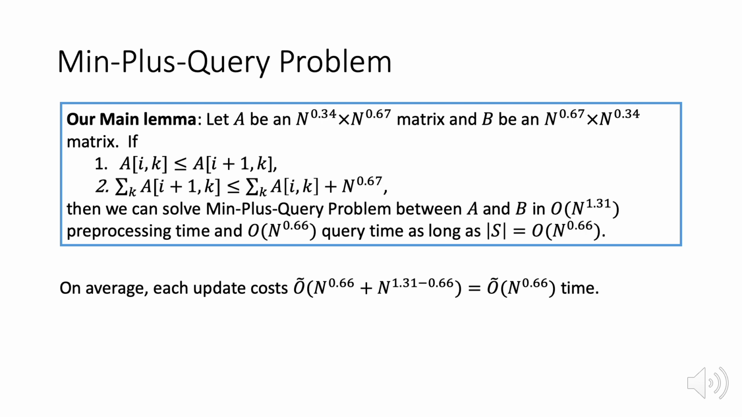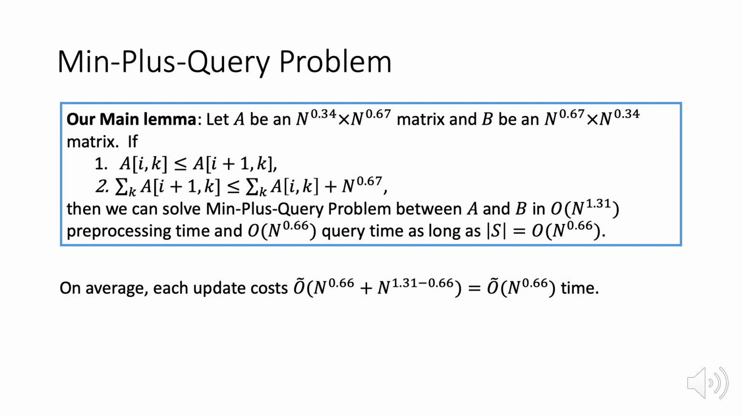This n to the 1.31 initialization time is better than brute force, because if you do brute force, we need n to the 0.34 times n to the 0.67 times n to the 0.34, which is n to the 1.35. And if we do query naively, then the query takes n to the 0.67 time. So this query time is also better than naive.